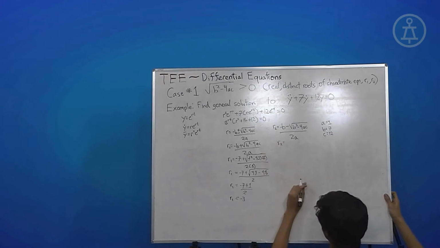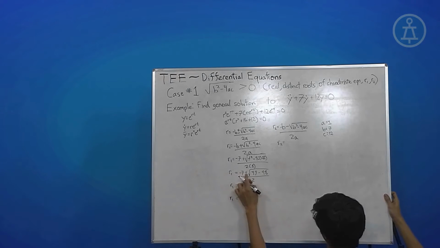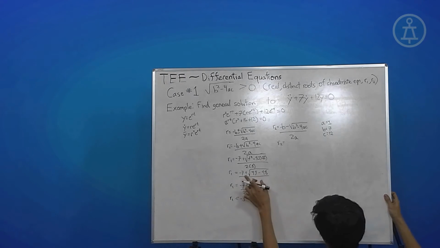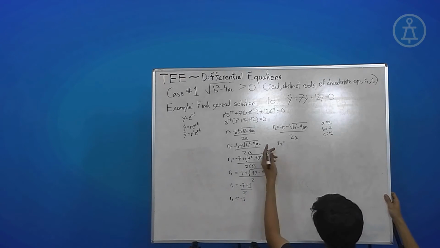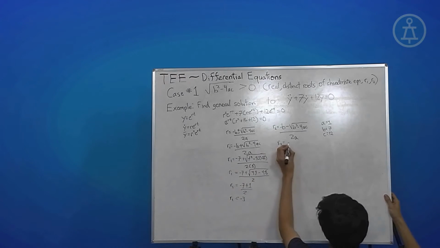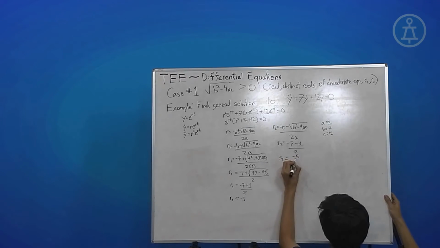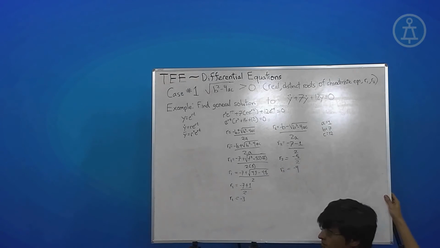R2, more or less, must be negative 7 minus 1, right? Since the only difference between these two expressions is the plus and the minus of the square root element. So we know that it eventually boils down to negative 7 minus 1 over 2. So that's just negative 8 over 2, which means that our second root must be equal to negative 4, right?